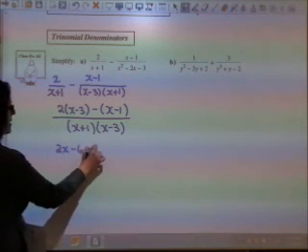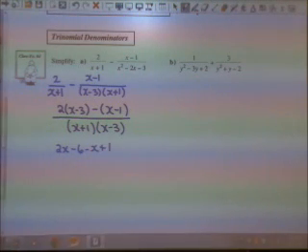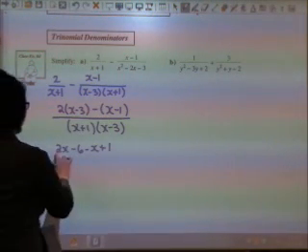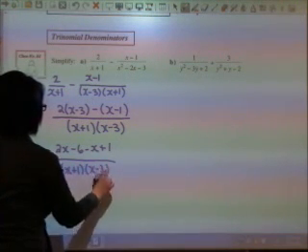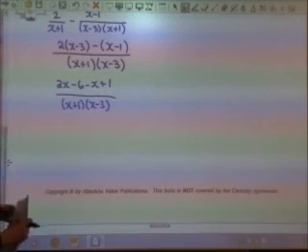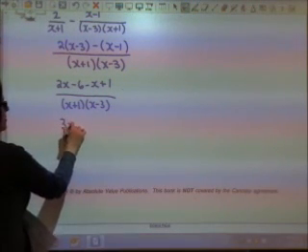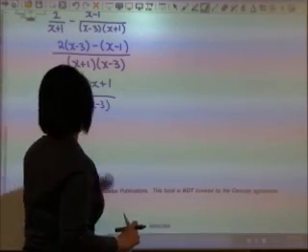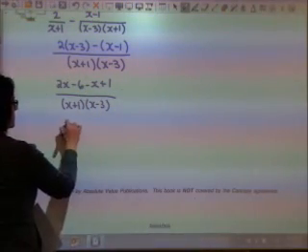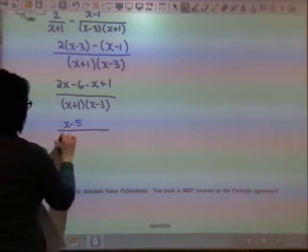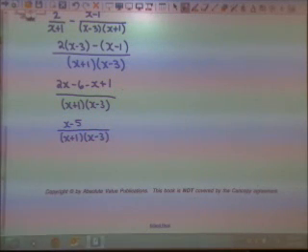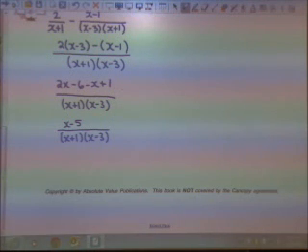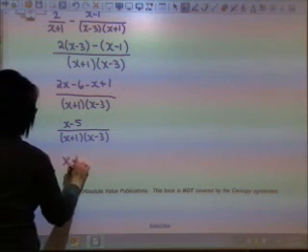2x minus 6 minus x plus 1. So I have minus the negative, all over this denominator. Collect my like terms. I get, no, not 3x. X minus 5 over x plus 1 x minus 3. And what can't x equal? 3 and negative 1. 3 and negative 1.